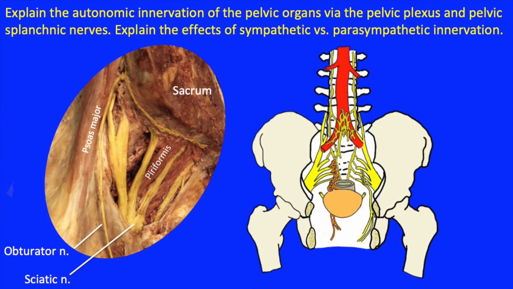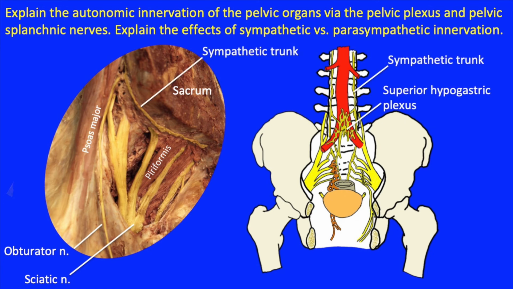The final topic of discussion in this lecture is that of the autonomic nerves of the pelvis, nerves that are both sympathetic and parasympathetic in nature. Previously, I showed a dissection of the sacral plexus similar to the dissection image shown on the left. I now add the autonomic innervation in the drawing on the right.